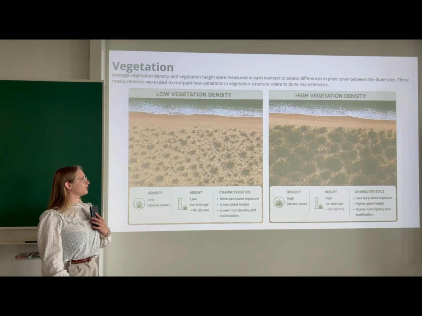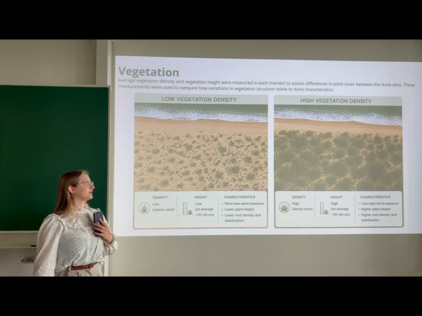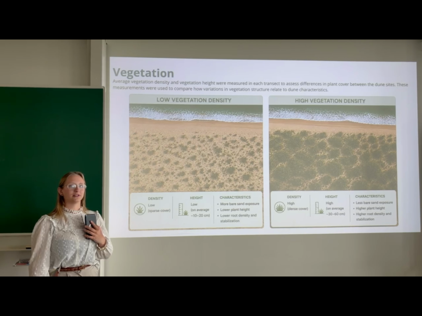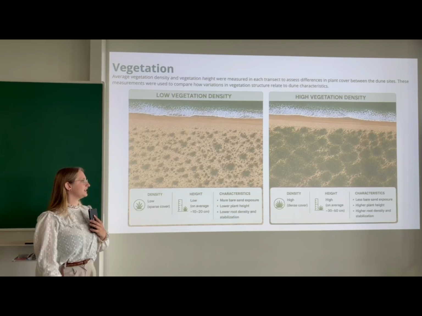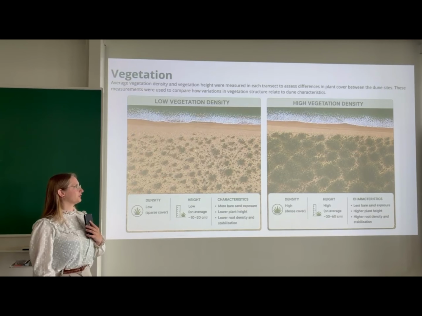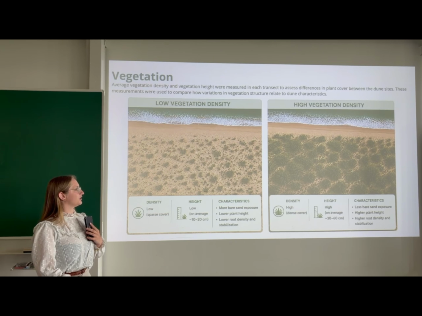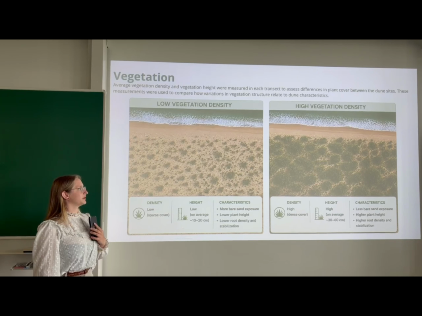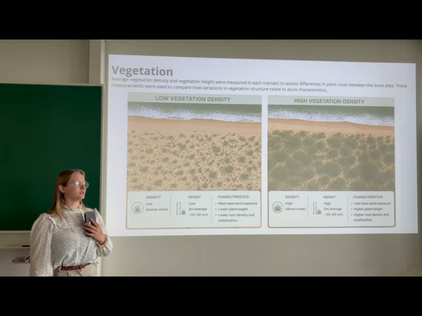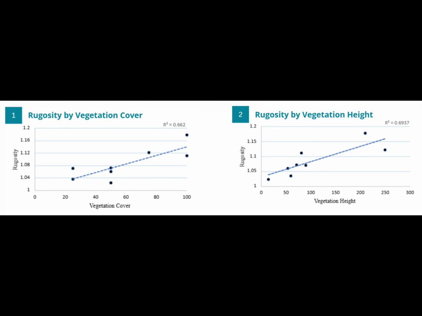Next to that, we also finalized our methodology by measuring the vegetation density and vegetation height in order to also show how much rugosity there was in the dunes. Firstly, we calculated the rugosity and the vegetation through the measurements we described earlier. When we plotted this data in a graph, we saw a correlation between the vegetation coverage and height and the rugosity, which confirms our measuring techniques are correct.